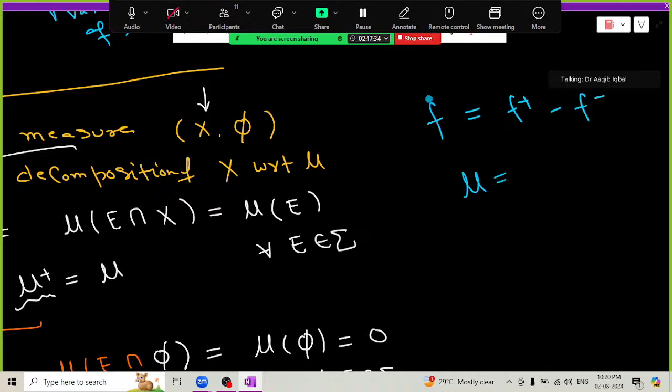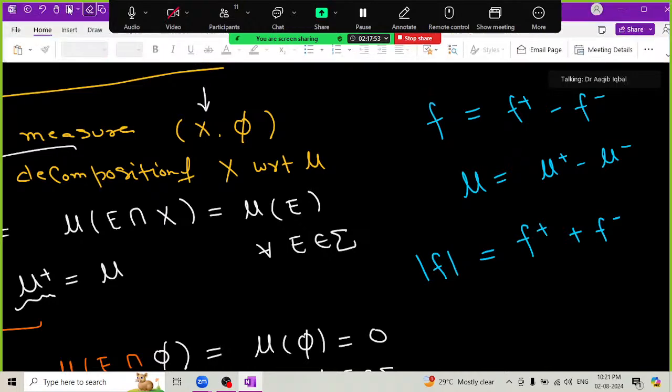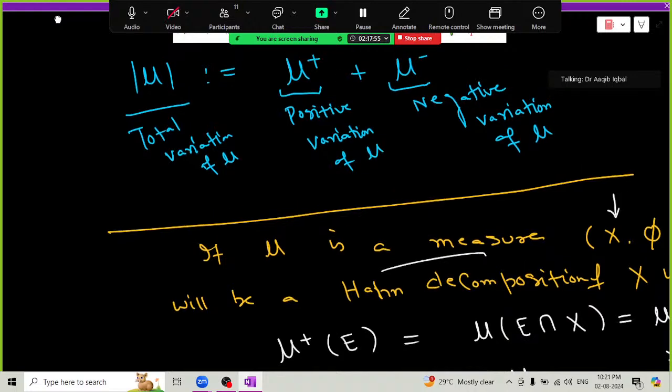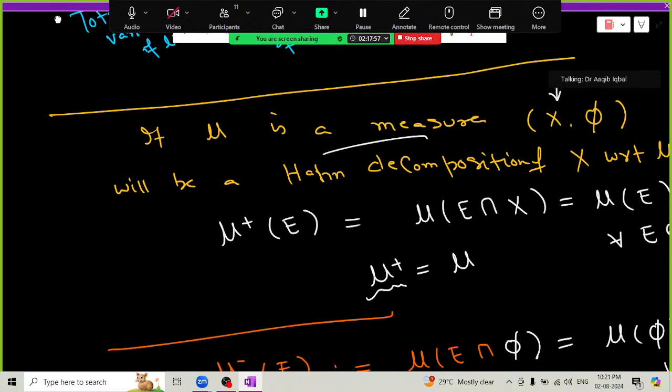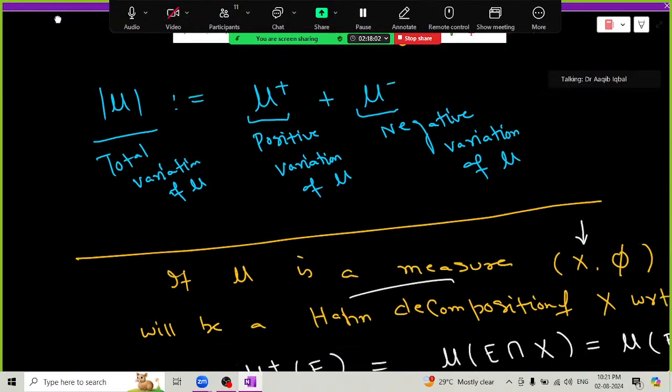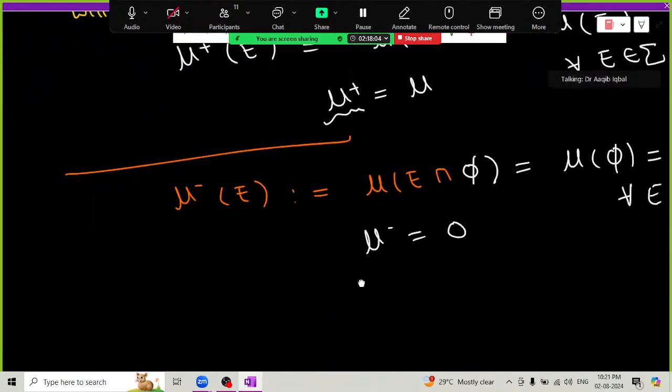म्यू आप डिकम्पोज कर रहे हैं, म्यू विच इज अ साइनड मेजर, आप उसको डिकम्पोज कर रहे हैं एज म्यू प्लस माइनस म्यू माइनस. और वहाँ आपको पता है, इफ यू टेक द पॉजिटिव पार्ट ऑफ f प्लस द नेगेटिव पार्ट ऑफ f, यू गेट मॉड ऑफ f. यहाँ जो मॉड म्यू जो है ना, इट इज़ द टोटल वेरिएशन. और टोटल वेरिएशन, हालांकि ये मॉड म्यू नहीं है, ये इस चीज़ का ख्याल रखिएगा, इट इज़ समथिंग एल्स, बट यू कैन रिलेट दिस विद मॉड म्यू.